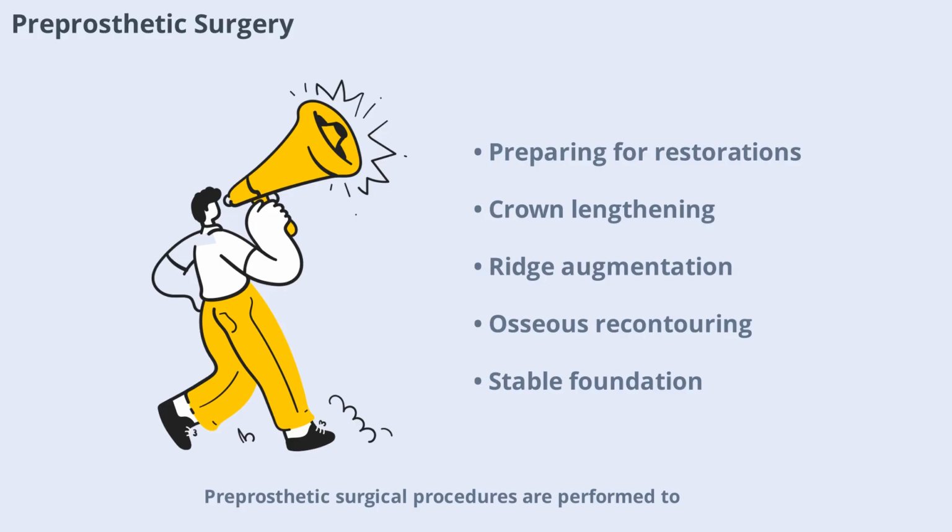Pre-prosthetic surgical procedures are performed to prepare the mouth for final restorations. Techniques such as crown lengthening and ridge augmentation are used to create a stable foundation for prosthetic work. Crown lengthening may involve osseous recontouring to expose more tooth structure. Ridge augmentation restores lost bone, ensuring proper fit and function of prostheses. Pre-prosthetic surgery is essential for successful restorative outcomes.